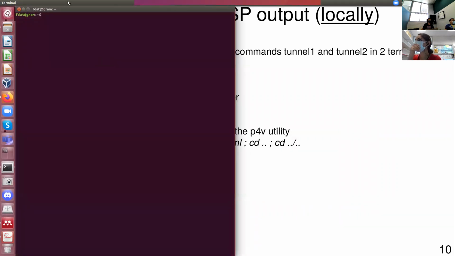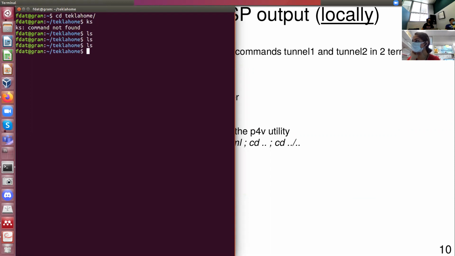Okay, so I have something a bit different because I don't have these two tunnels, but the commands are the same. I just call them tunnel 1 and tunnel 2. So you see here that my Tecla Home is empty. It's empty because I haven't established any tunnel now. So what you need to do, in one terminal, this one, tunnel 1, and here it is asking me for a password.